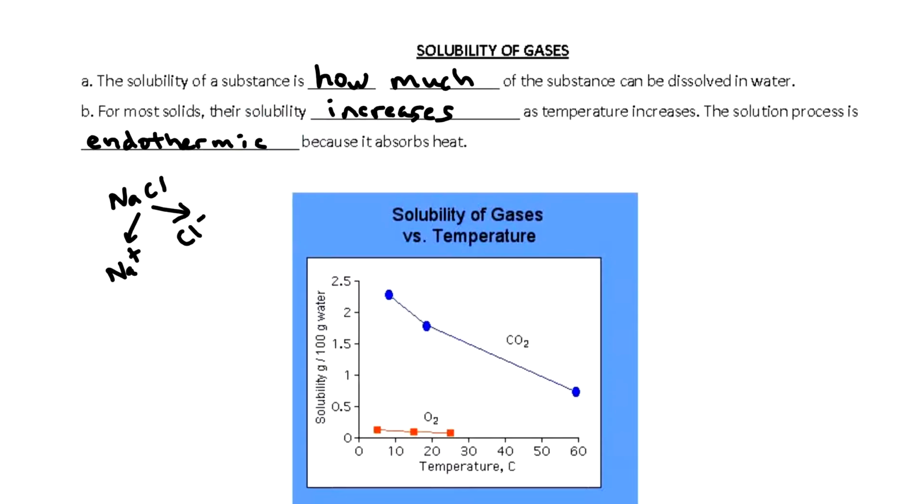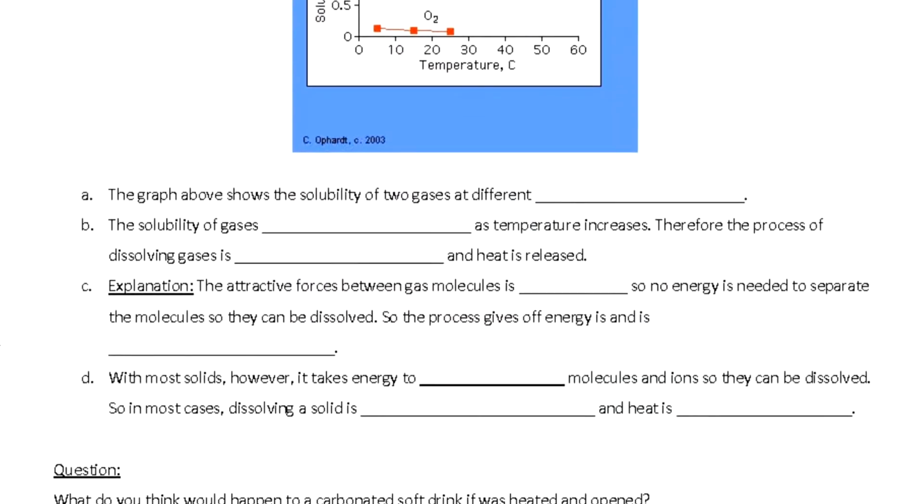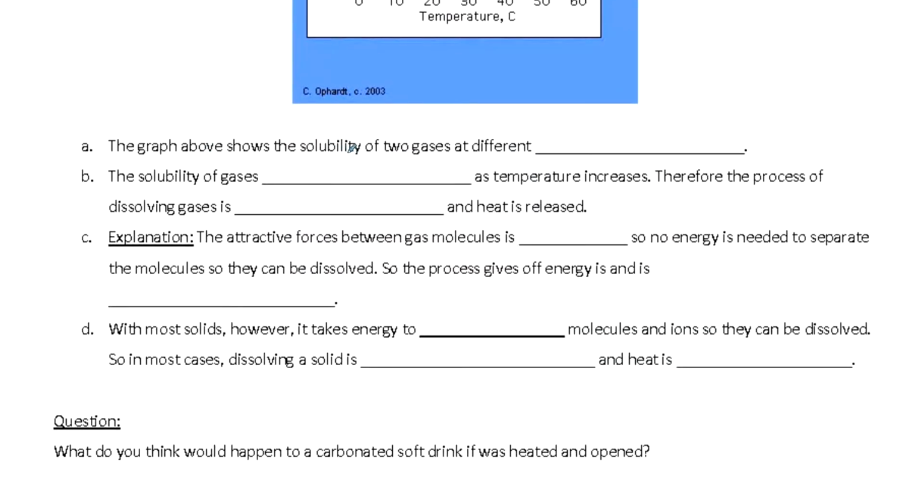Okay, now we're going to see that a gas is quite different, and it's all to do with the nature of the particles in the gas. So the graph above shows the solubility of two gases at different temperatures. The solubility of gases decreases as temperature increases. Therefore, the process of dissolving gases is exothermic, which means heat or energy is released. It's not required, it's released. So it's like a product of the process of dissolving.